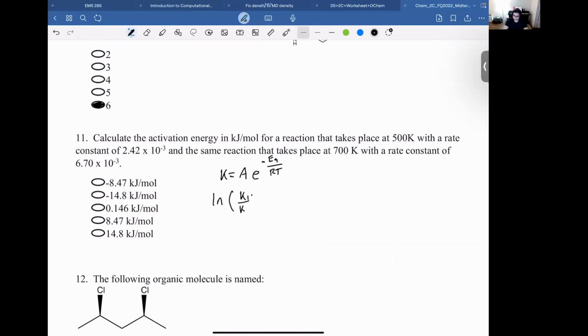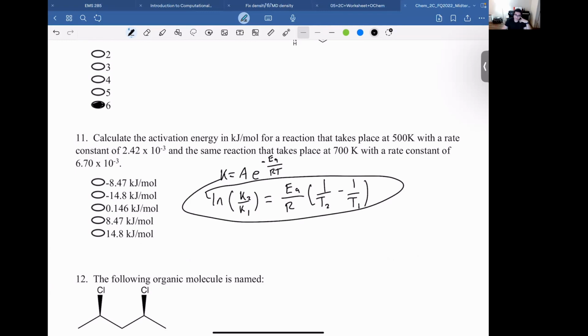The other one is this. K1 over K2, that's how they notate it. K2 over K1 is equal to EA over R times 1 over T2 minus 1 over T1. I believe that's both of them. The way this one gets derived is dividing two of these top equations with different Ks. But when you see activation energy, you're going to use one of these formulas, because they're the only two formulas with activation energy.